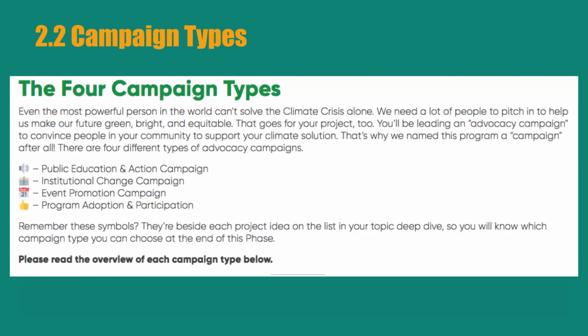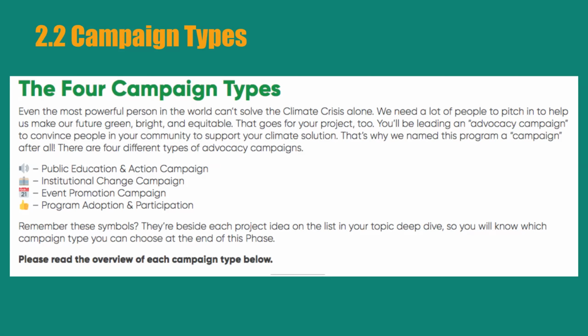All right, everyone. So now we're going to be talking about campaign types. I'm kind of the resident communications guy, so a lot of this communication stuff I'll be leading, and I'm happy to answer any of your students' questions. After years of running campaigns, we've learned that our students' projects fall under these four categories that you can see on screen: public education and action campaigns, institutional change campaigns, event promotion campaigns, and program adoption campaigns. Using these campaign types helps organize the whole experience for our students and provides them with more direction and clarity. To give you an idea of what each entails, we'll go through one of these more deeply in a second. But first, let's do an overview.